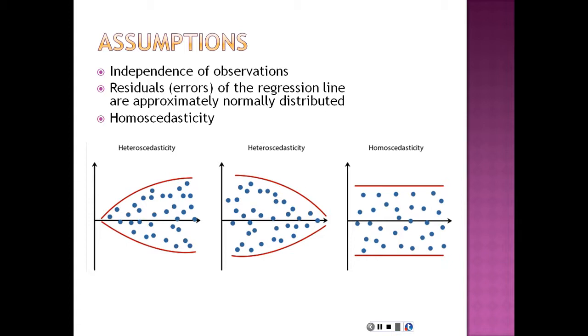Another assumption is that there should be an independence of observations. Meaning that for each individual in your sample, you should only collect data from that person once and only once. You shouldn't be collecting data from one person more than one time. All of the data should be independent of each other. Another assumption is that the residuals are approximately normally distributed. So the errors of the regression line are normally distributed.